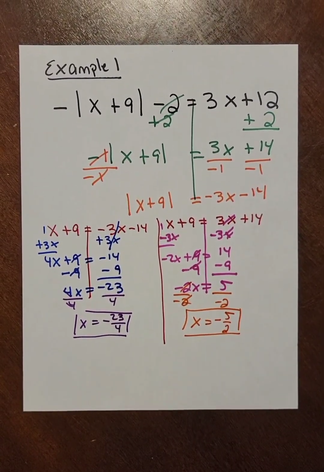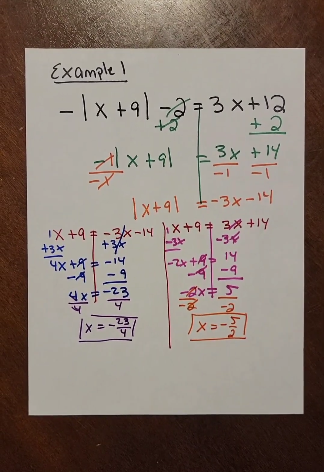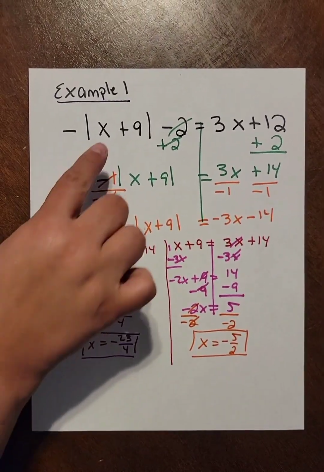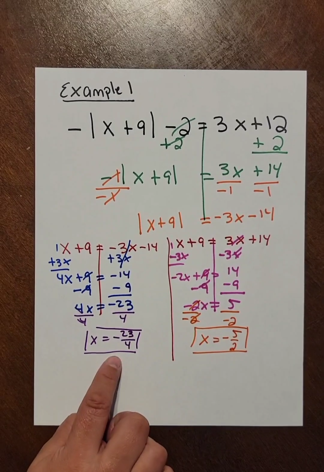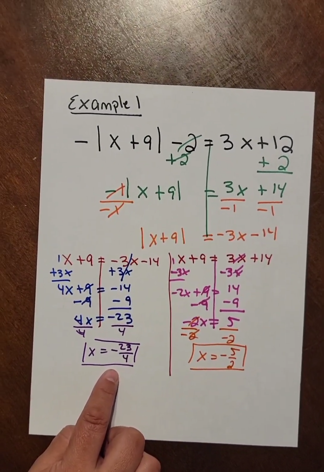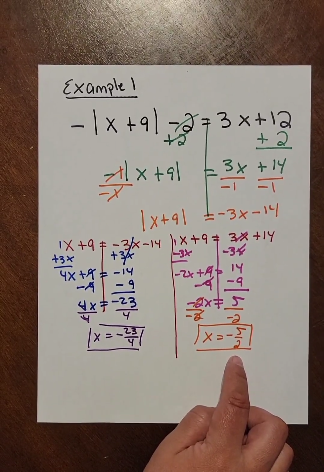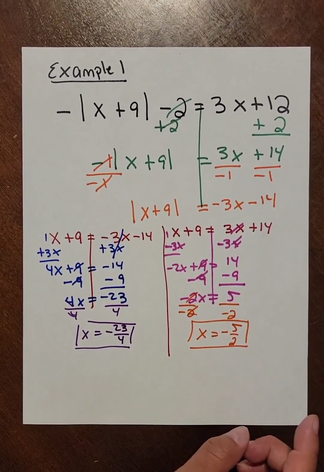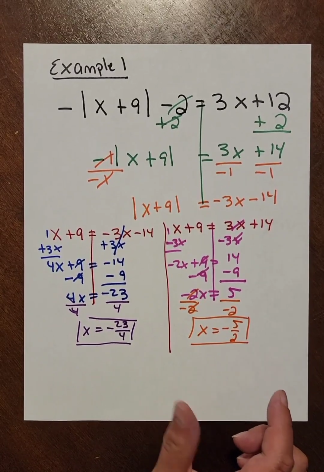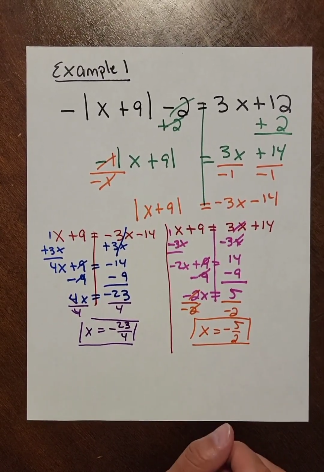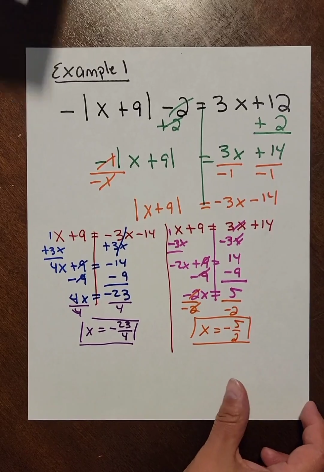So my two answers here, I'm going to check. The way you check your answers is you're going to replace x on the original with negative 23 over 4, then the second time with negative 5 over 2. If they equal the same number on each side, then it is a real solution. If it does not equal the same number on each side, then it is an extraneous solution.